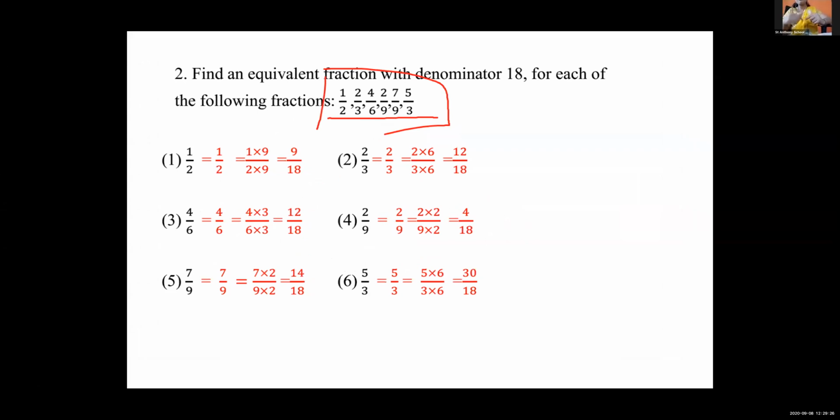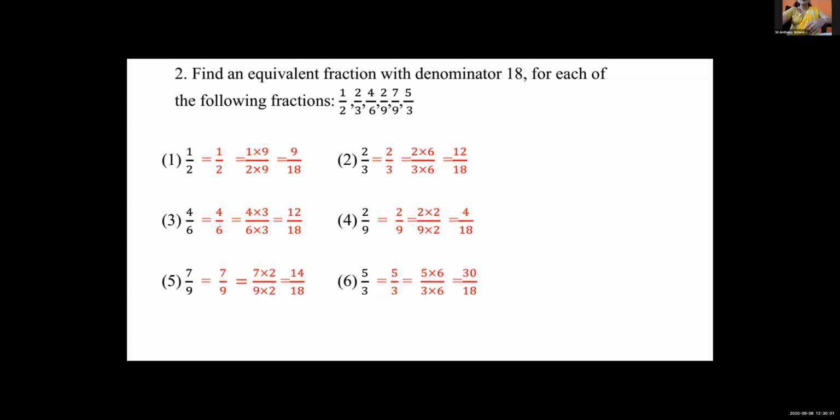We have to find equivalent fractions for these fractions. But how? The denominator is 18 for that fraction. It is compulsory. We have to find the equivalent fraction of this fraction, but in that fraction we need the denominator 18. It is compulsory 18, because it is given in the question. Okay. So we'll see the first one.